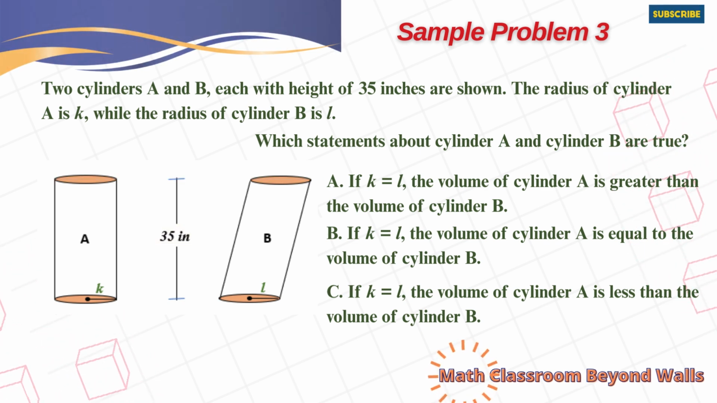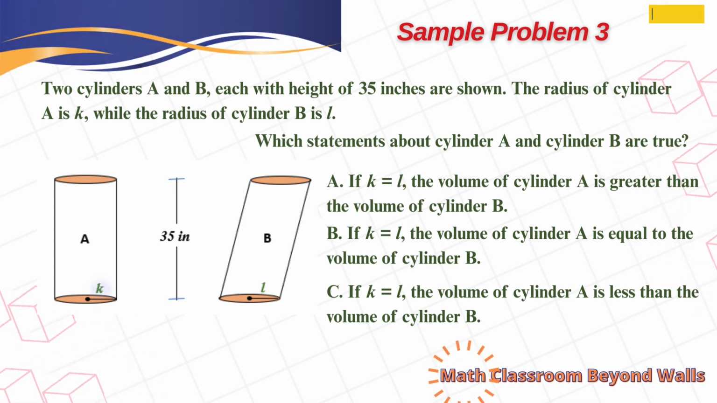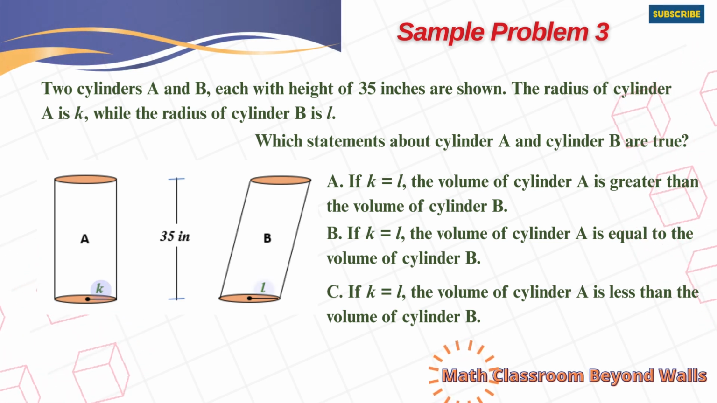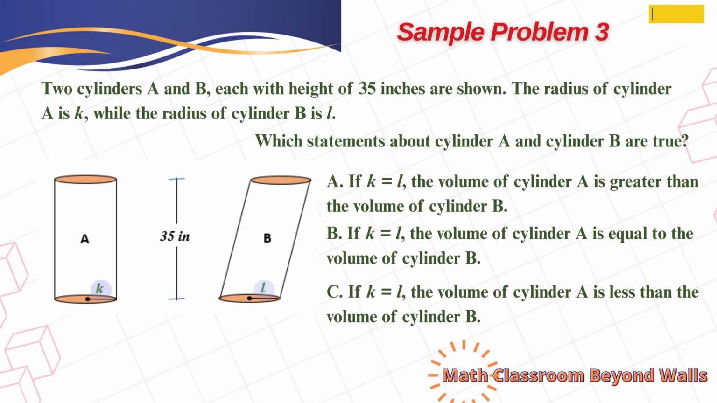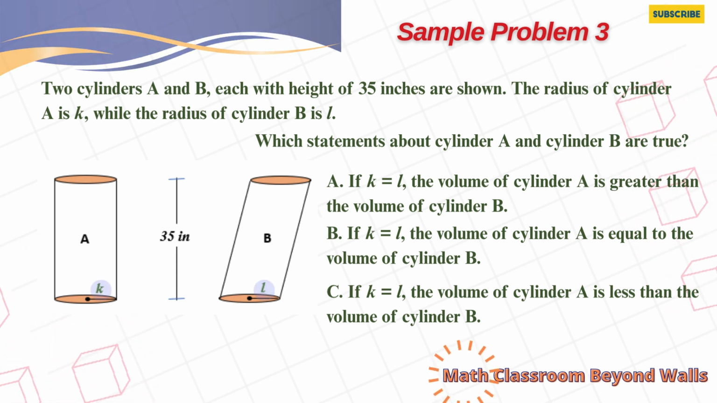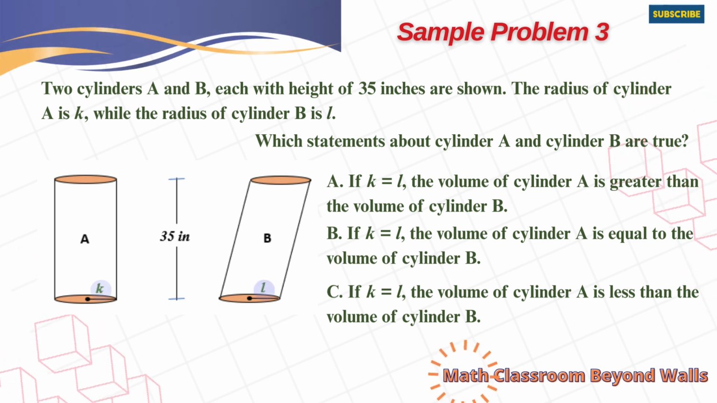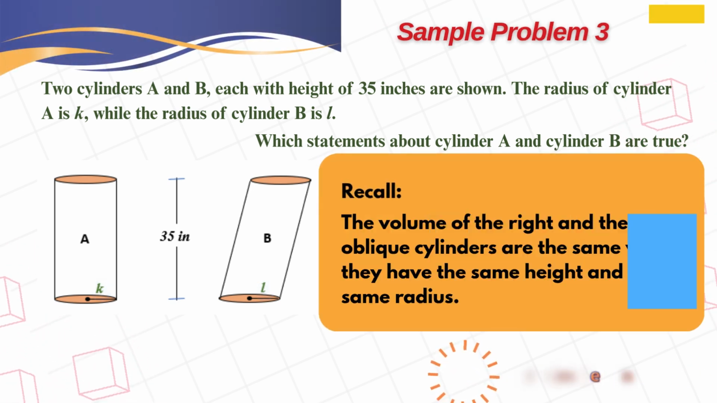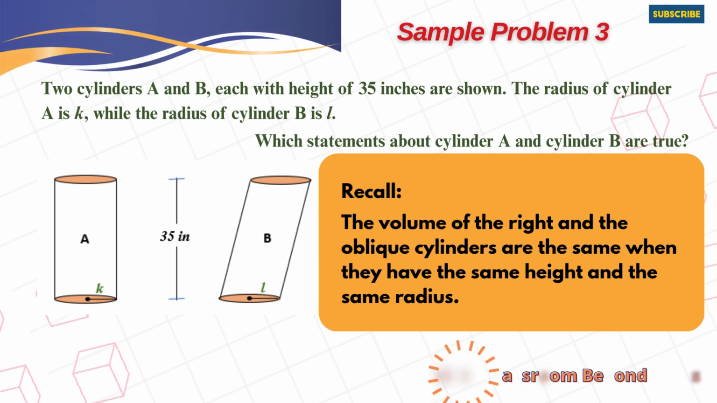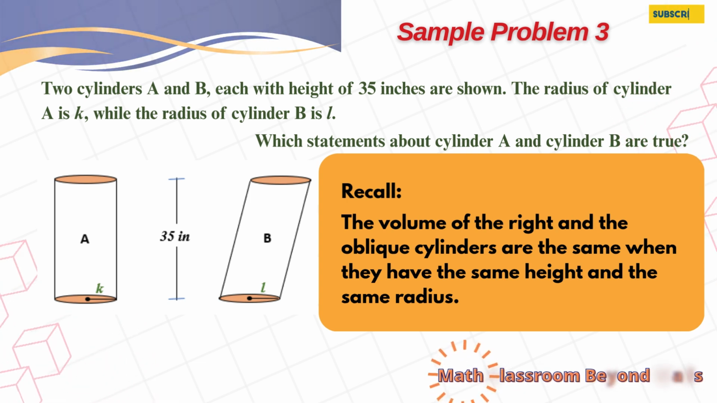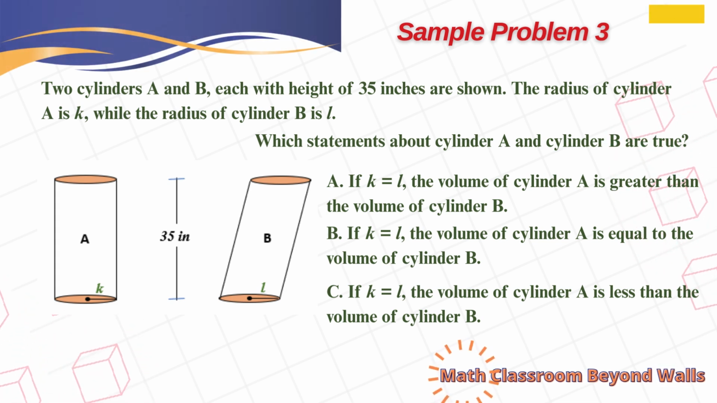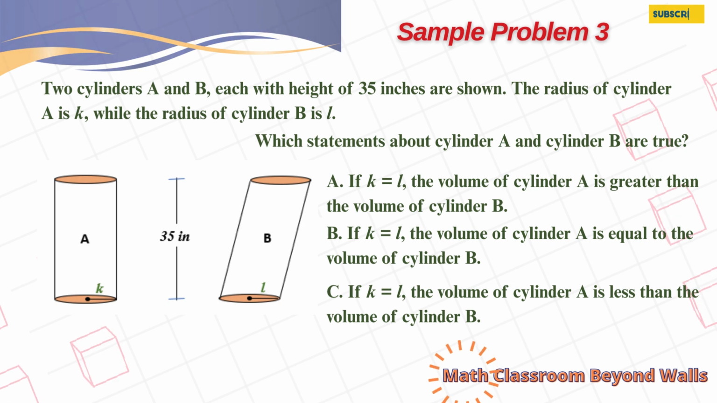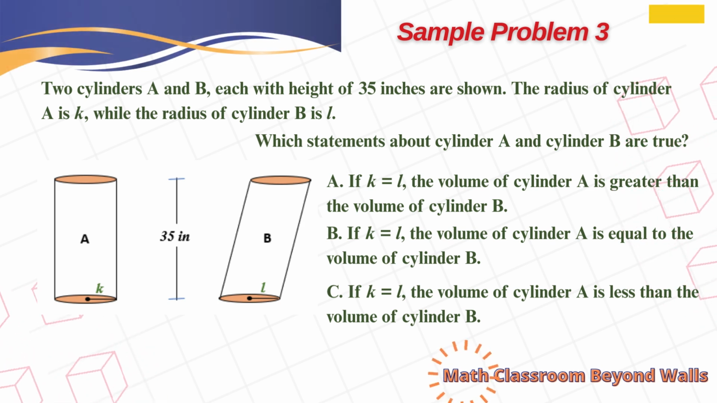How about the radius of each cylinder? The radius of cylinder A is represented by K, whereas the radius of cylinder B is represented by L. Since K and L are variables, their values may vary. Now, do you remember what we learned earlier about the volume of the right and the oblique cylinders? Okay, so we learned that the two cylinders have the same volume when they have the same height and the same radius. So, what we will do is analyze the statements comparing their volume first, then evaluate the given conditions about the radius, and conclude if the statement is true or not.